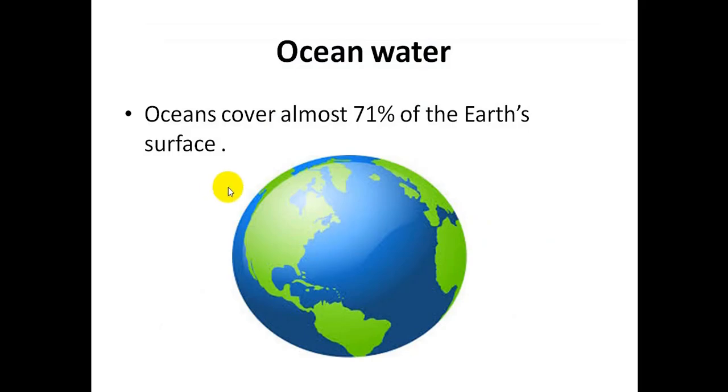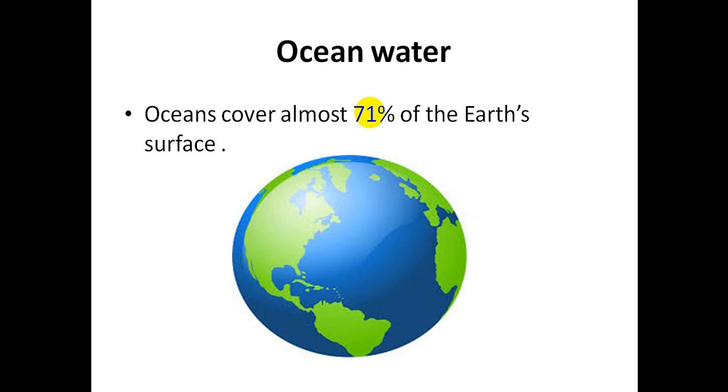Ocean water. Oceans cover almost 71% of the Earth's surface. As we know, the Earth from space looks blue, and that's why astronauts call it the blue marble, because most of the Earth's surface is covered with water. It's almost 71% of its surface covered with water.